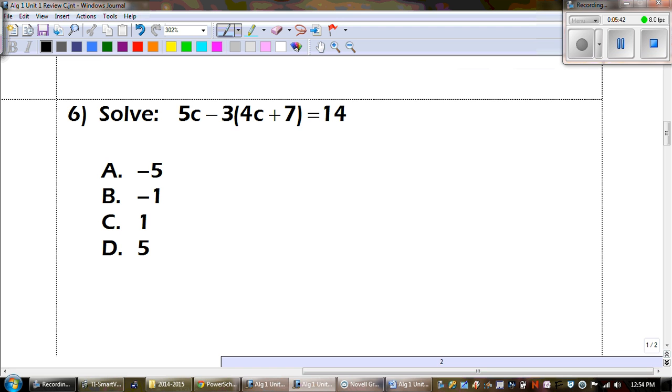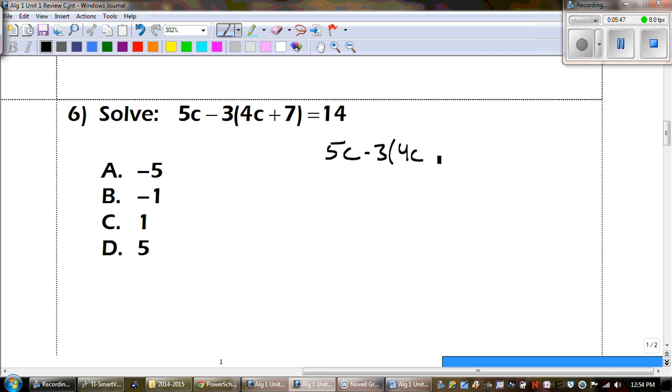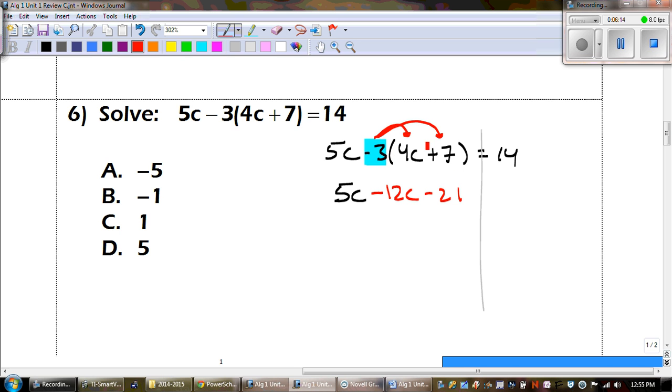All right, number 6. Okay, the first thing we have to do for 6 is distribute, and we have to distribute the negative 3. Okay, so the 5c stays there. Negative 3 times 4c is a negative 12c, and negative 3 times 7 is a negative 21. And that's the only thing that changes.